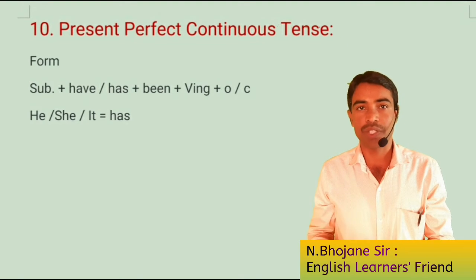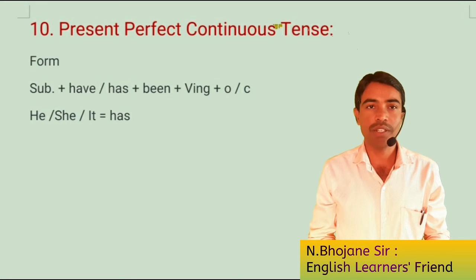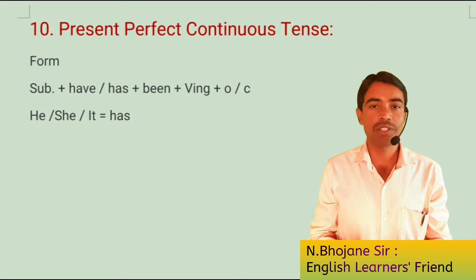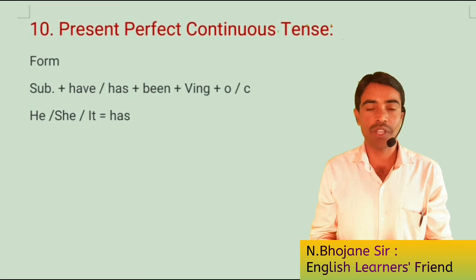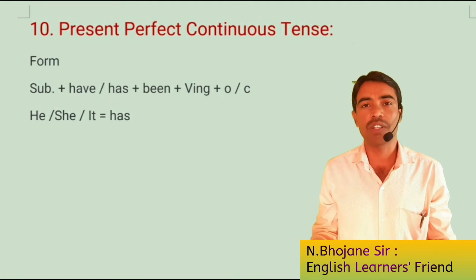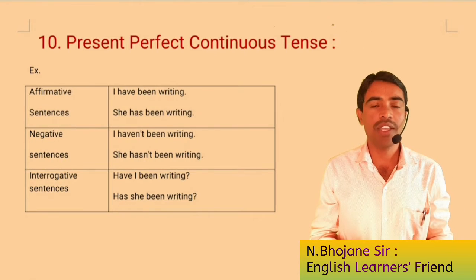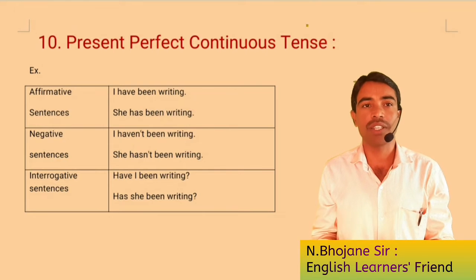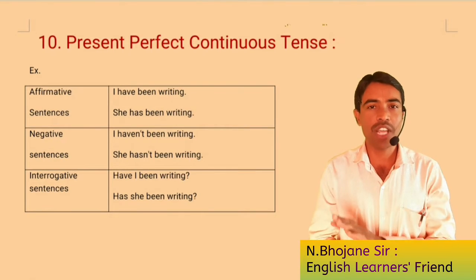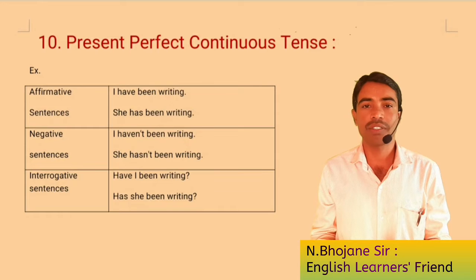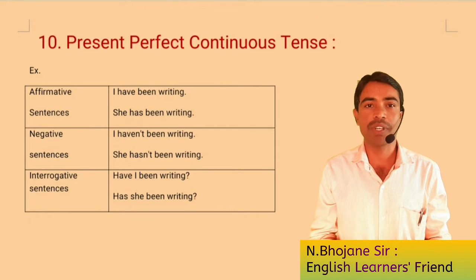Present perfect continuous tense. Form: subject plus have or has plus been plus verb ing form plus object or complement. If the subject is third person singular number, he, she, or it, use has. In other cases, use have. Now, look at examples. I have been writing, she has been writing. Negative: I haven't been writing, she hasn't been writing. Interrogative: have I been writing? Has she been writing?